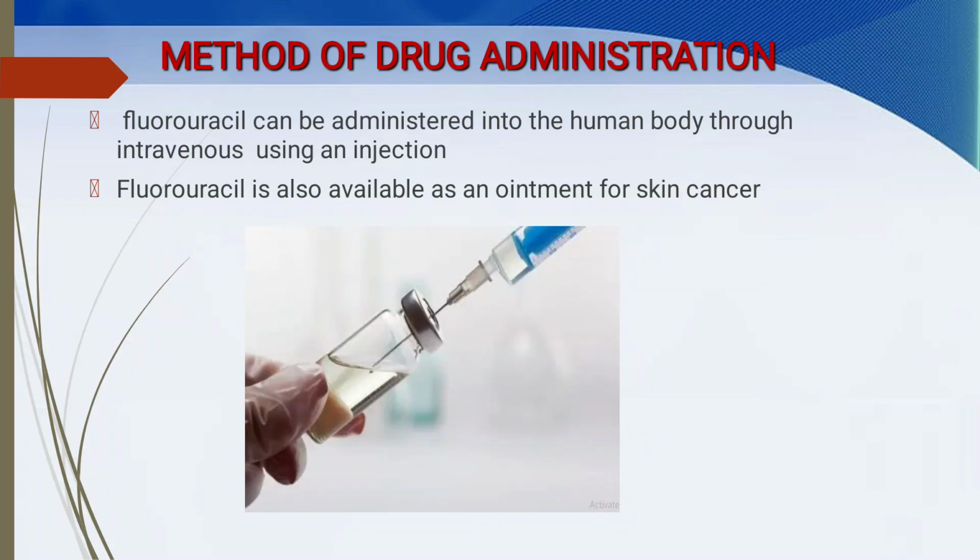So there are mainly two methods on how the drug is administered into the human body. Firstly, through intravenous, and secondly, as an ointment for skin cancer. As I've stated, for skin cancer we use ointments or creams, and the cream is applied on the skin when one has to wear gloves and apply the cream using the tips of their fingers. And for the intravenous, they use an injection before administering it into the patient.